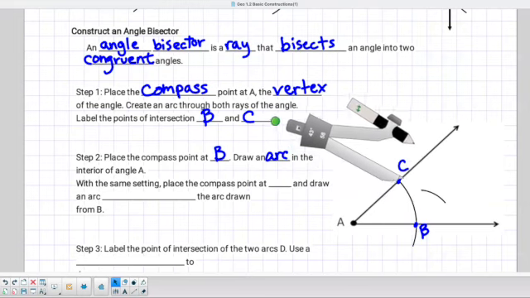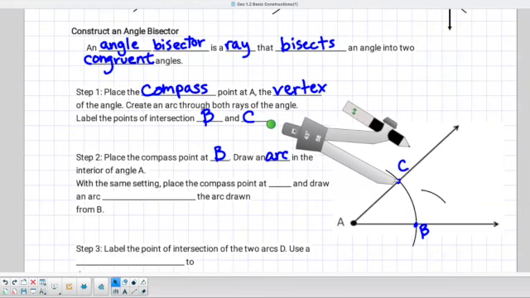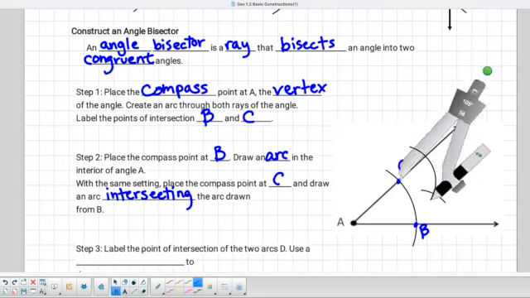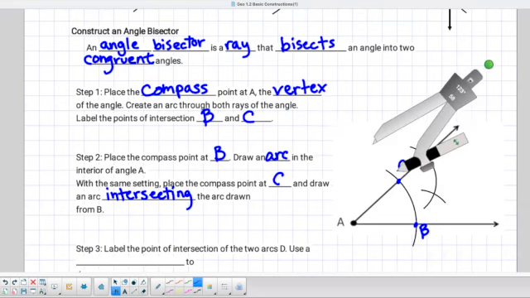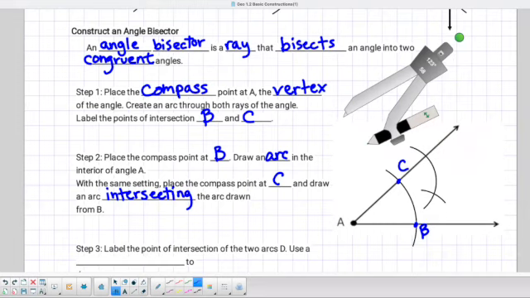And we're going to move our compass to point C. And we're not going to change the setting. So with the same setting, we place the compass point at C and draw an arc intersecting the arc drawn from B. Step 3, label the point of intersection of the two arcs D.